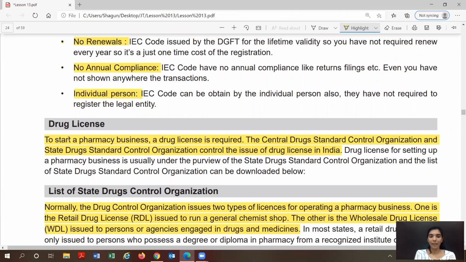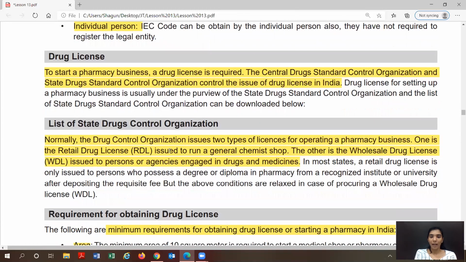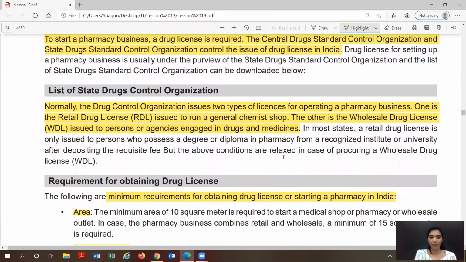Now next is drug license. Drug license, if you're starting a pharmacy business, then you have to apply for a drug license, and it is regulated by the Central Drug Standard Organization. स्टेट एंड सेंट्रल लेवल पे इनके ड्रग कंट्रोल ऑर्गेनाइजेशंस होते हैं. दे इशू द लाइसेंसेस फॉर इशूइंग ड्रग्स. एंड यूजुअली दो टाइप का बिजनेस होता है इसमें. रिटेल ड्रग लाइसेंस होता है, होलसेल ड्रग लाइसेंस होता है.